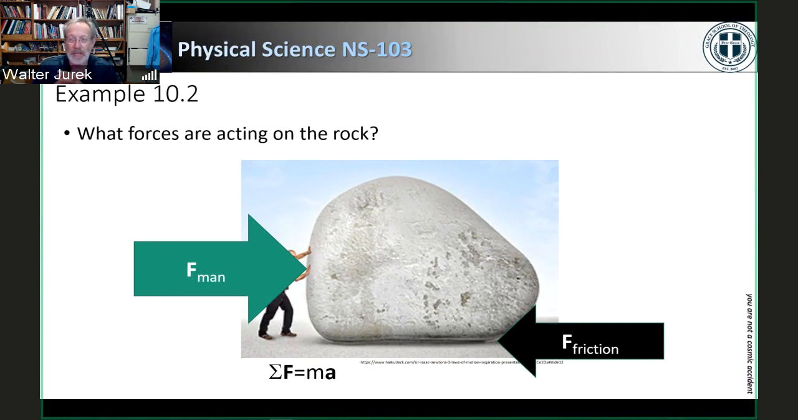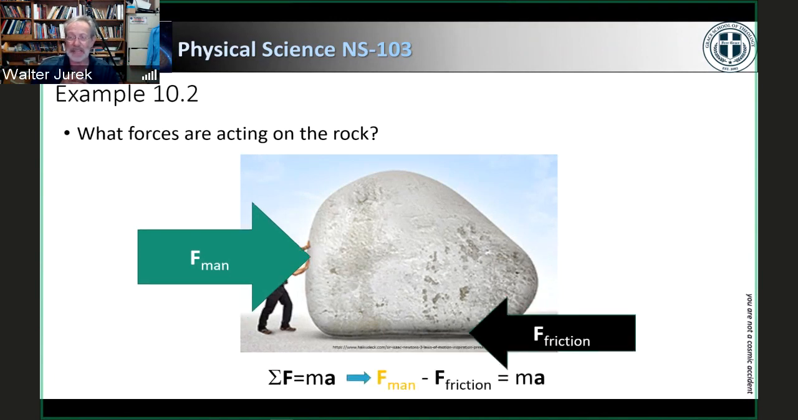We got Mr. Newton's second law in the picture below Tony. And it says, if I add up the forces, it's going to equal the mass times the acceleration. Well, I got two forces. I got Tony pushing to the right. I got friction to the left. So it kind of looks like this.